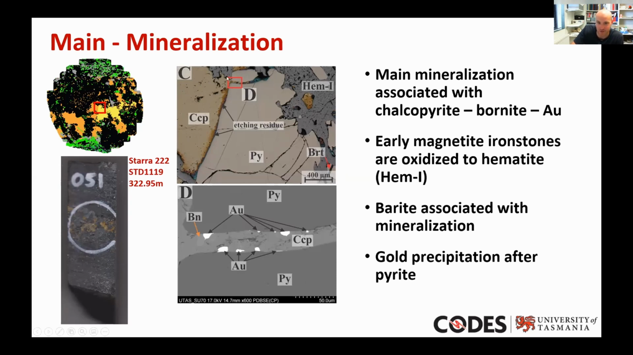And if we look at this little square up here under the SEM, we see there's quite a bit of free gold coming in as well after the pyrite, together with some bornite as well. And this is later overprinted by more chalcopyrite.